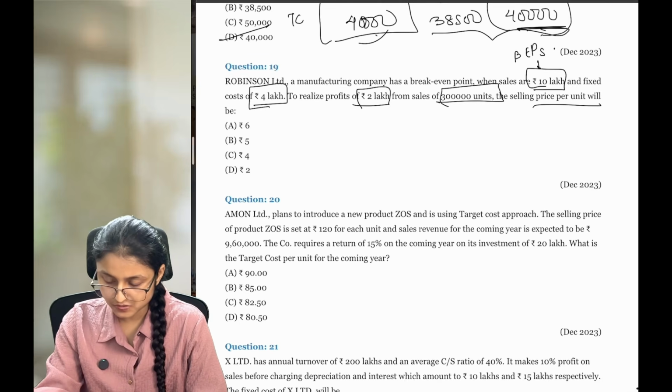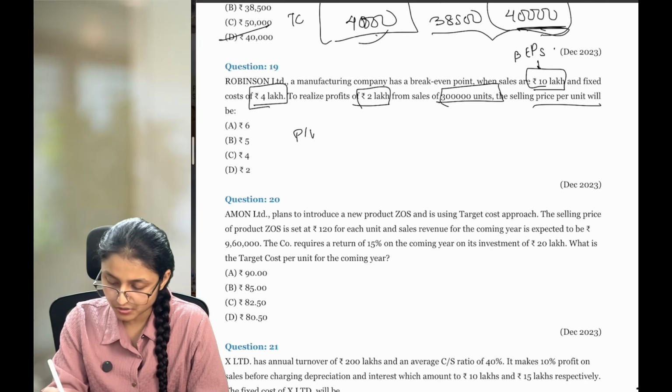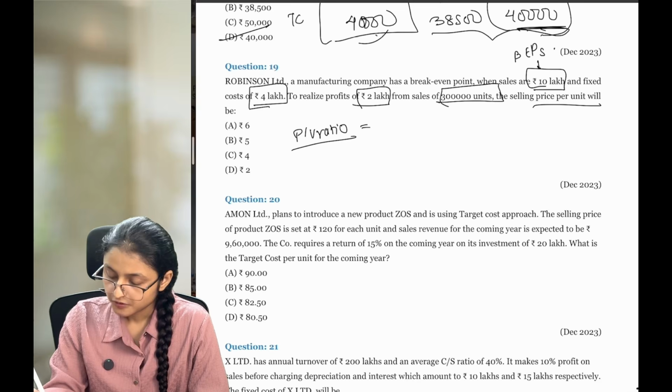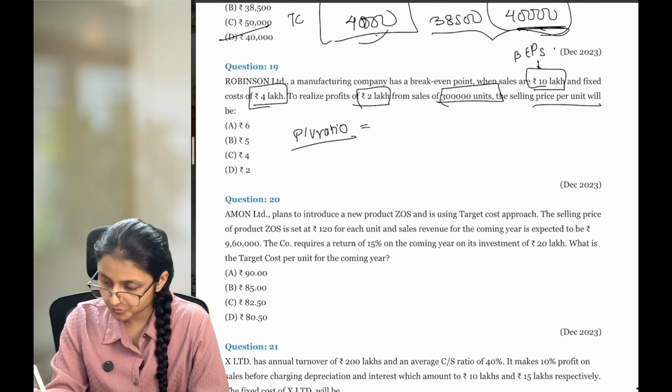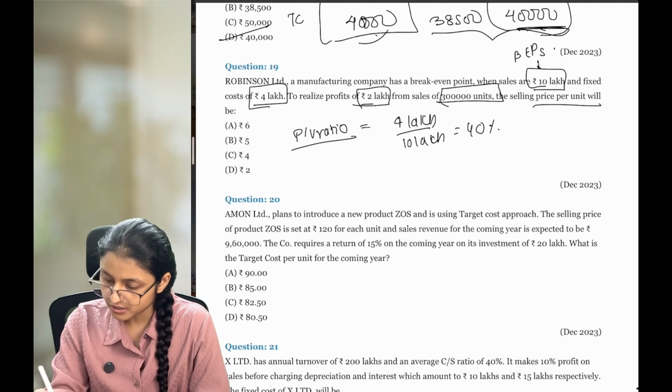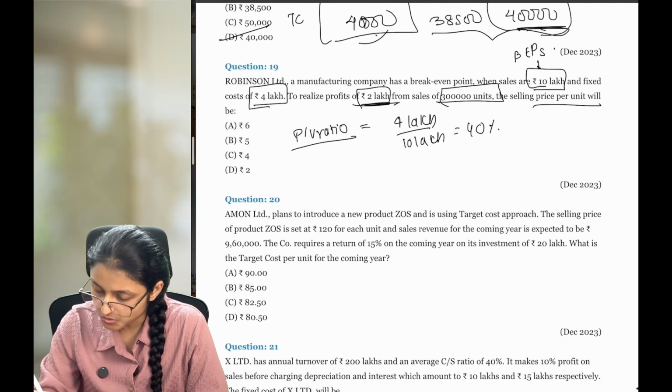So, for this, first I have to calculate what is the PV ratio applicable here. PV ratio is fixed cost upon break-even point sales. Fixed cost is 4 lakh upon break-even point sales is 10 lakh. This will give us 40% as the PV ratio. Okay? I already know what is the target profit which I want to earn.